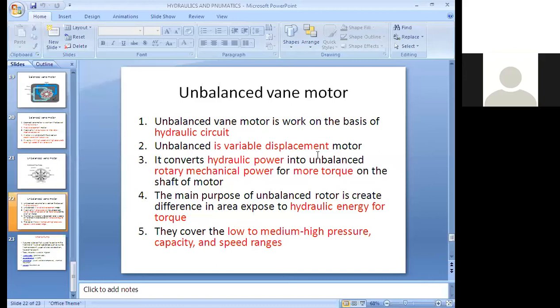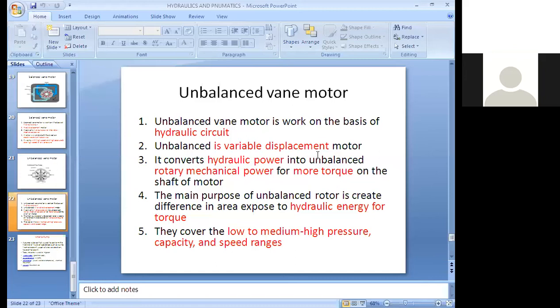It converts hydraulic power into unbalanced rotary mechanical power for more torque on the shaft of the rotor. This is exactly similar to the external gear motor, how gear motors generate torque. That rotational movement of force is what we call rotary mechanical power for more torque on the shaft of the motor. I hope you understand.